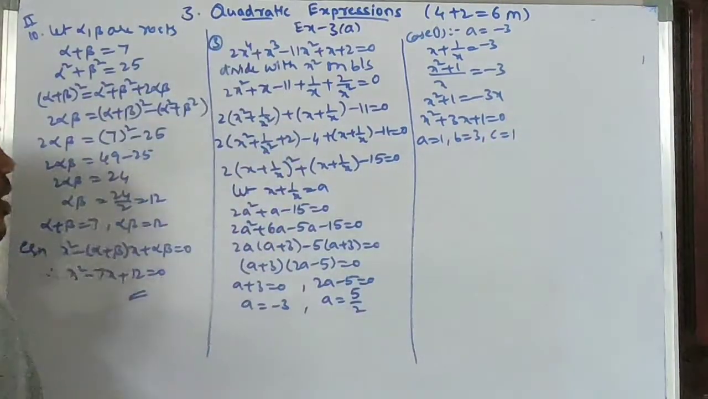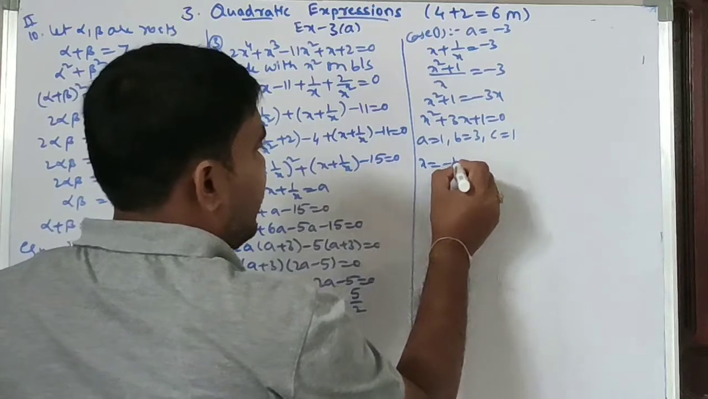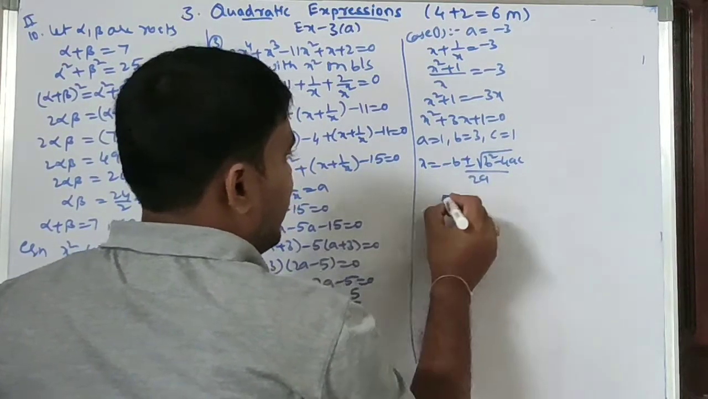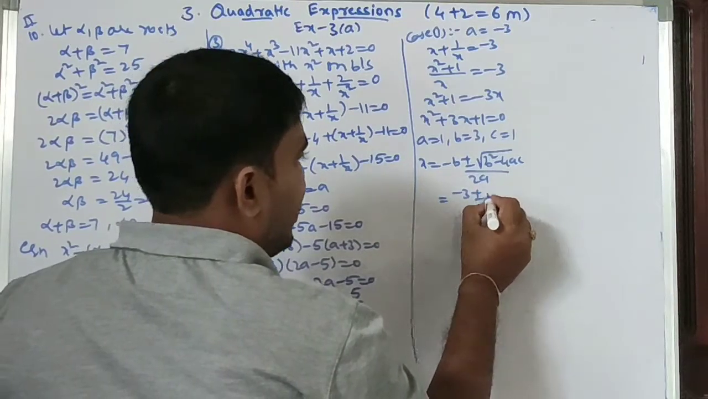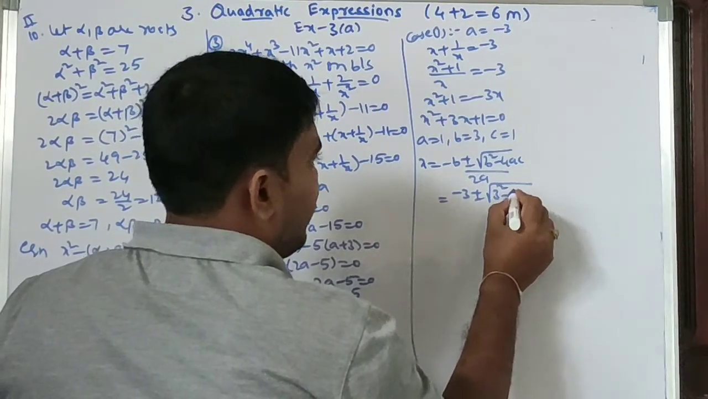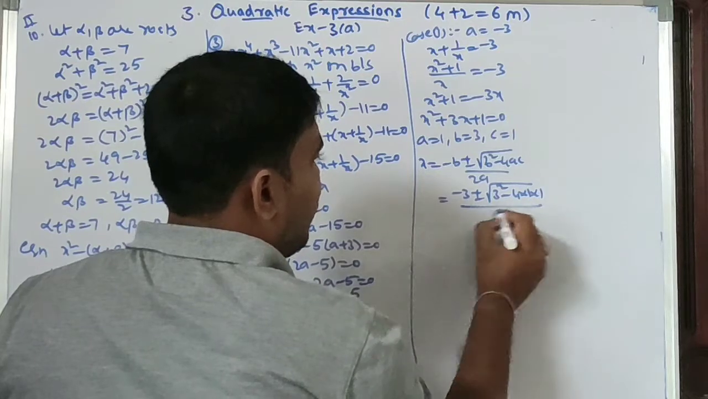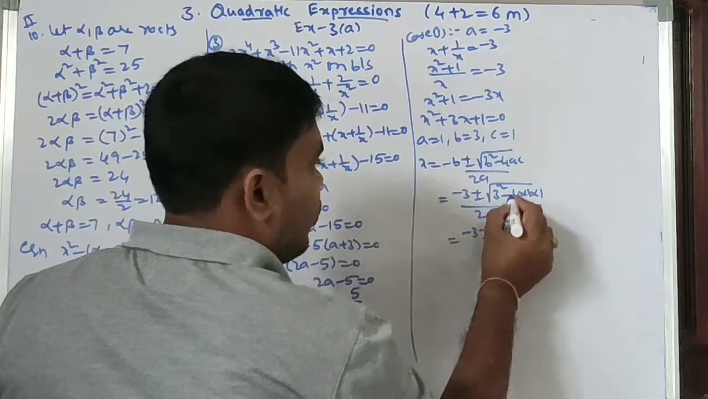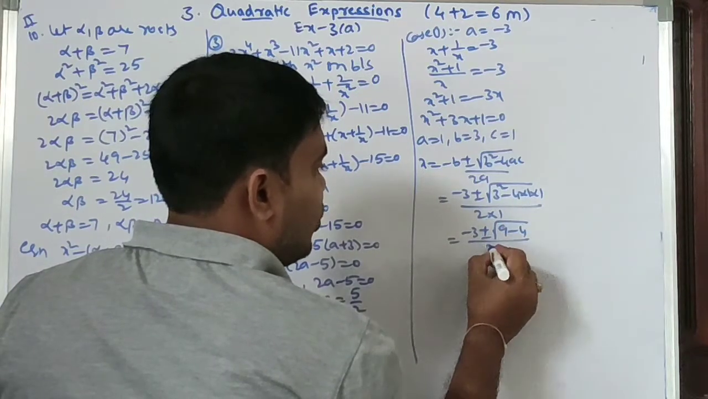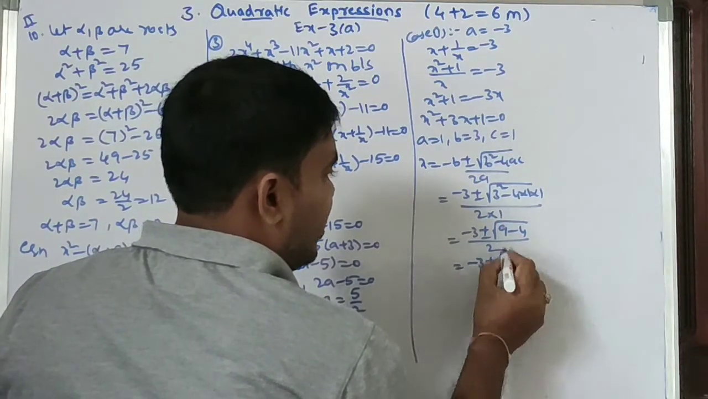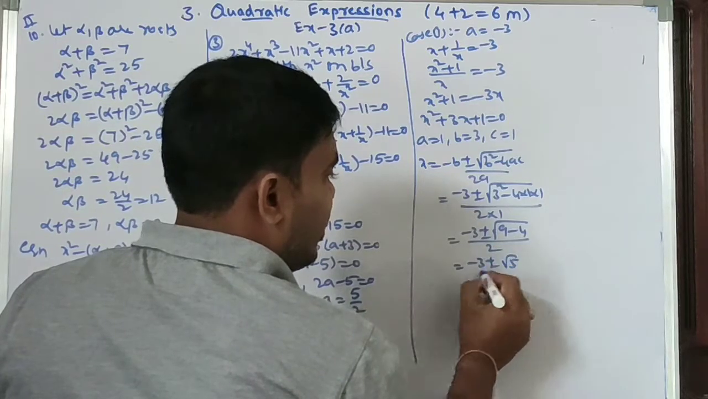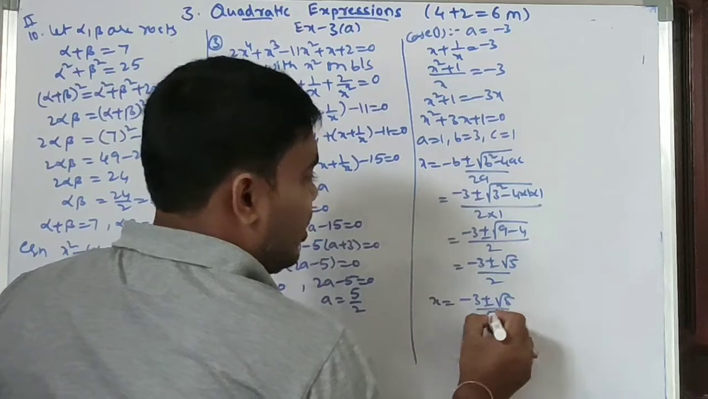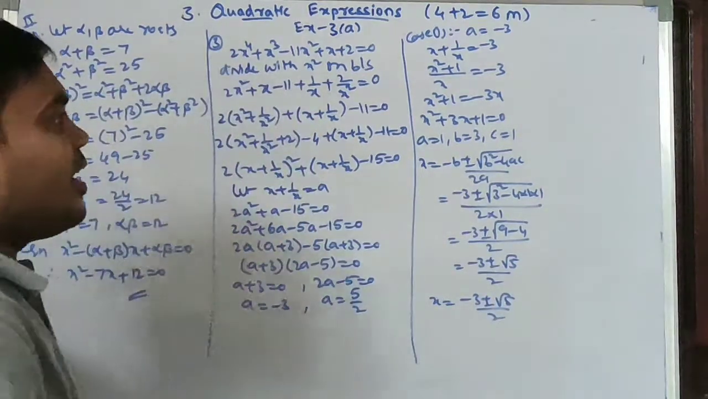Quadratic formula: x equal to minus b plus or minus under root b square minus 4ac by 2a. So minus 3 plus or minus under root 3 square minus 4 into 1 into 1, by 2 into 1. Minus 3 plus or minus root 9 minus 4, by 2. So x equal to minus 3 plus or minus root 5 by 2. So this is for case 1.